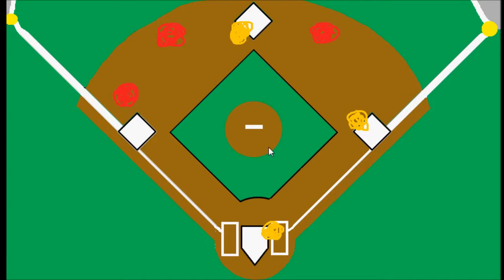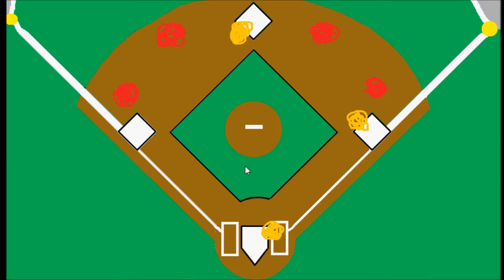So let's move to an example of where a force play can actually be removed in the middle of the play. I just went ahead here and set up a play. We have the yellow team on offense, so he's up to bat, and we have runners on first and second base. And the red team is playing defense. We can see our four infielders here.